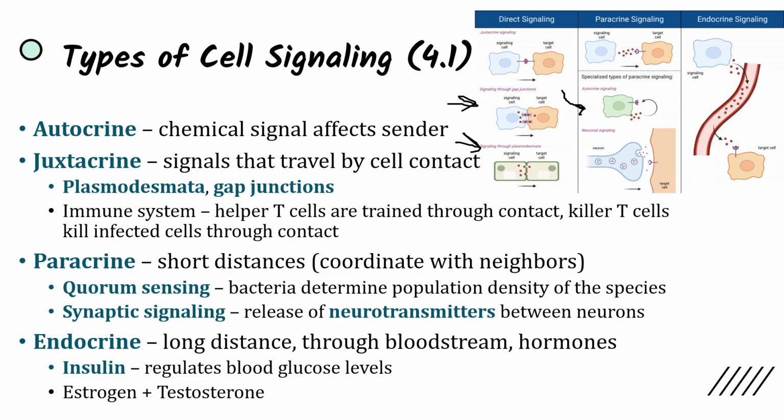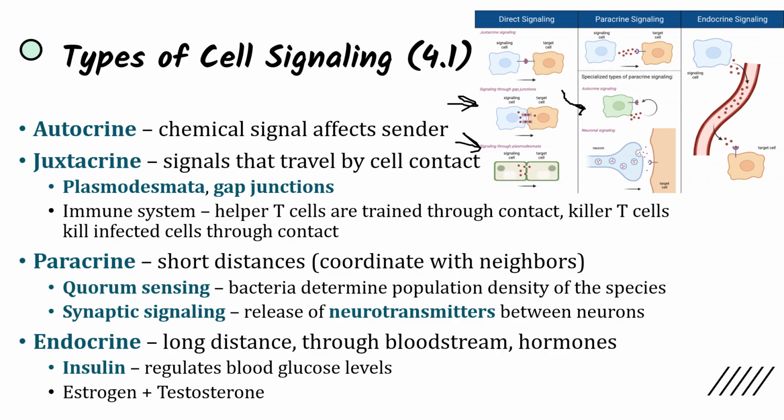Then there's paracrine signaling, and this is short distance and to coordinate with neighbors. And this can be done within an organism between different cells, not necessarily right next to each other. It can be done between multiple organisms in the sense of quorum sensing, where bacteria are determining the population density of the species by sending out a signal, and depending on how many other members of the population there are in that area, the bacteria will then pick a course of action that prevents it from taking resources away from the other members of the population. And that's how it's very important in coordinating and communicating with neighbors.